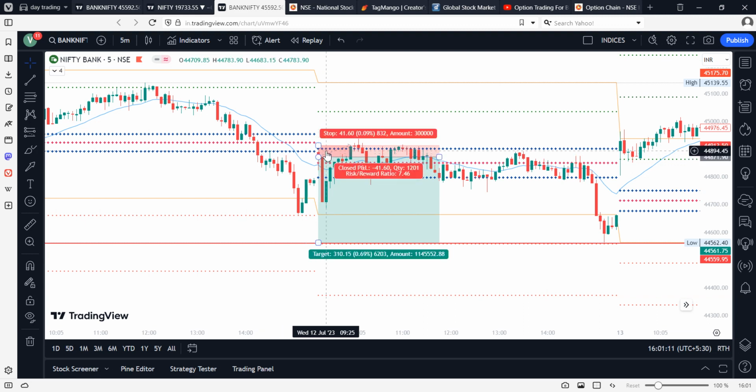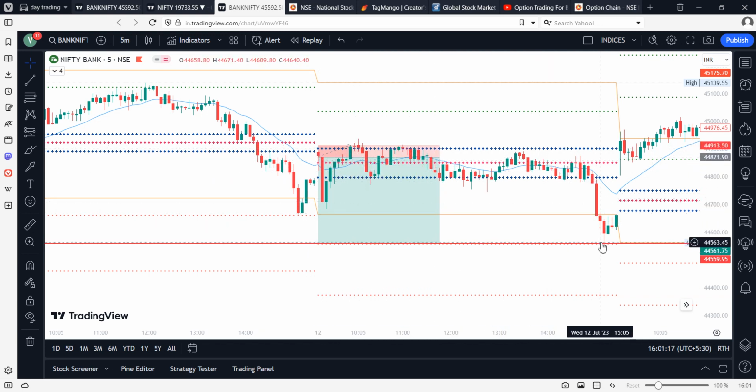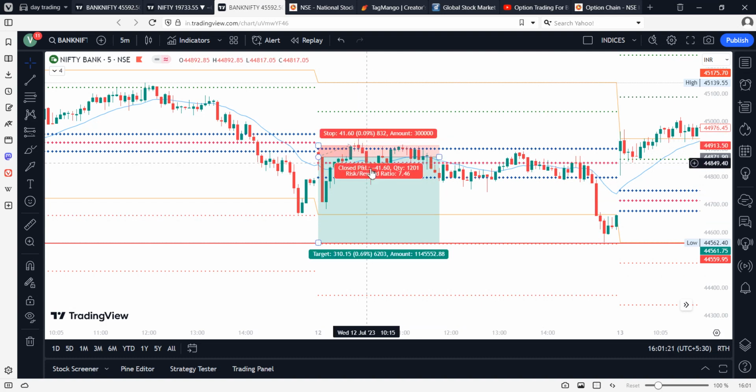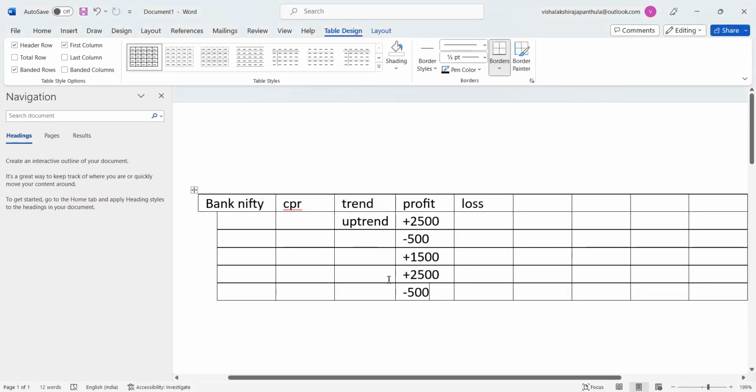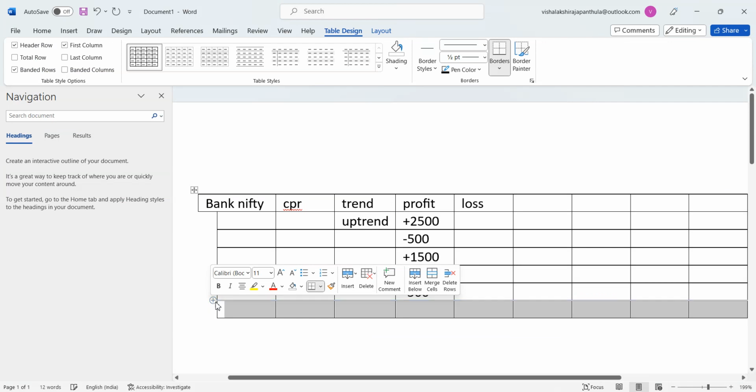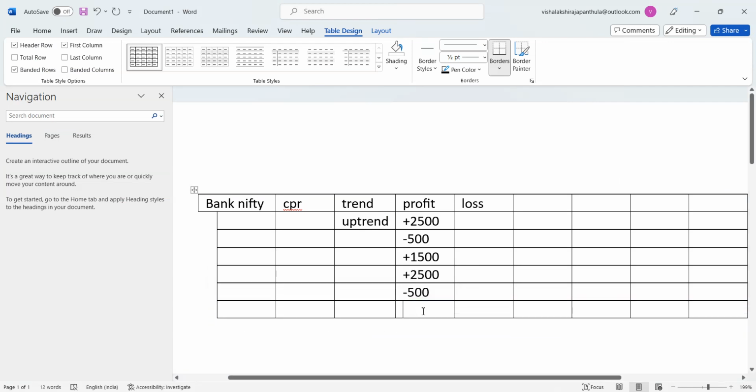This is the risk we are getting. This is the reward. Even though your trade is successful, this spike will take your stop loss. So this is also a loss trade even though it was successful. So let's write down here minus 500.